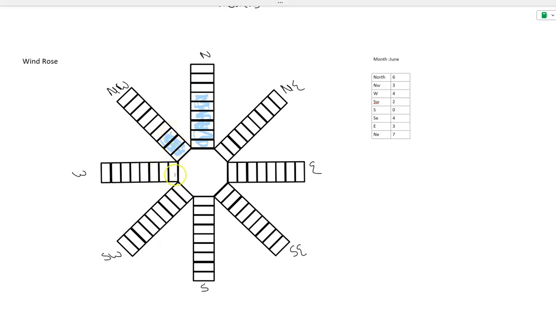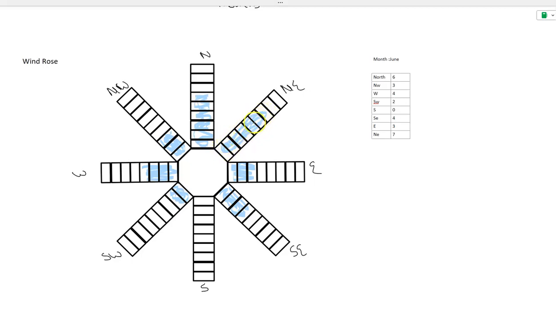For west, it would be 4 blocks. 1, 2, 3, 4. So 4 blocks colored in. For southwest, it would be 2 blocks colored in. For south, there's no blocks. For southeast, there's 4 blocks. For east, there's 3. And for northeast is 7. 1, 2, 3, 4, 5, 6, 7. So 7 blocks are colored in for northeast.